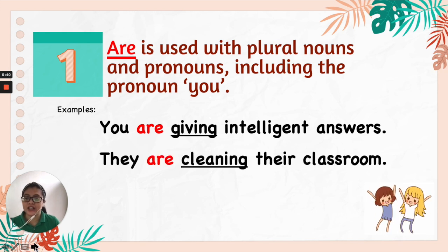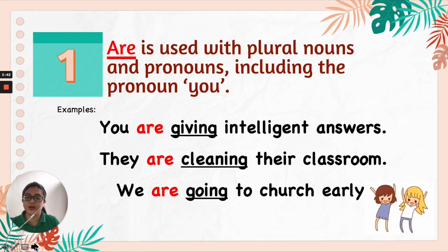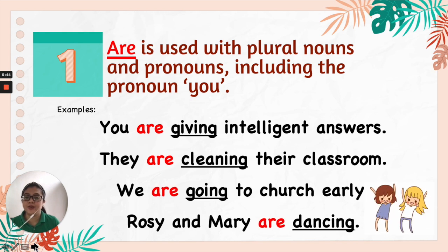They are cleaning their classroom. We are going to church early. Rosie and Mary are dancing. So they and we are both pronouns that are used for plural nouns, and Rosie and Mary are plural nouns because they are two. So when you are talking about plural nouns, you have to use the word are in between your pronoun or noun and your verb. So you are giving, they are cleaning, we are going, Rosie and Mary are dancing.